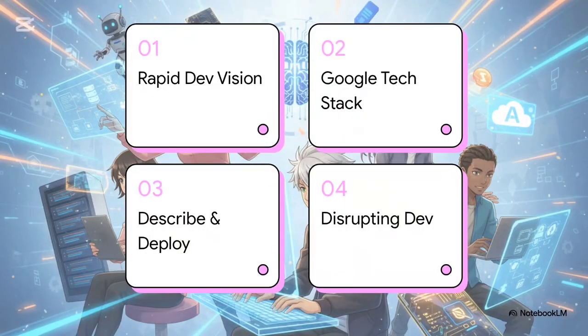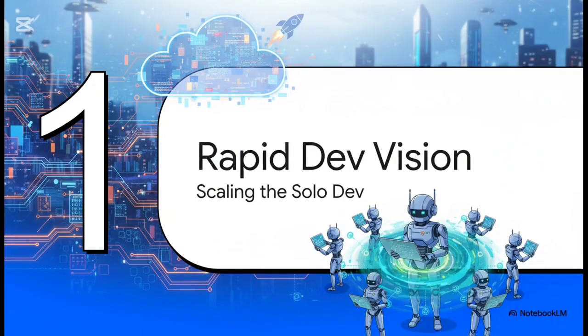Here is our blueprint for today's explainer. We'll cover 1. The rapid development vision. 2. The Google core tech stack. 3. The describe and deploy workflow. And 4. Disrupting traditional development. Let's start right off with Section 1, the rapid development vision.